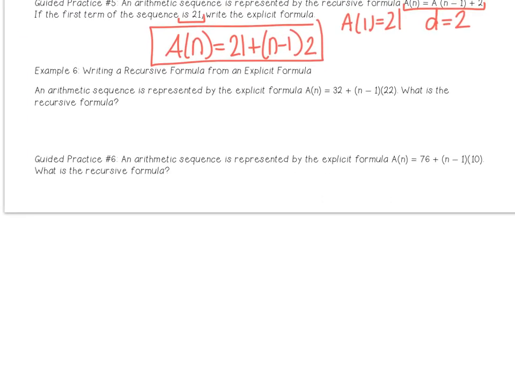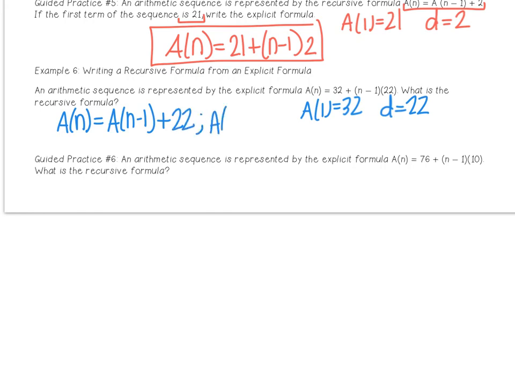Example 6. Going the other way. We're going to go to a recursive formula from an explicit formula. So from the explicit formula, you have to know that the first term is here. So a sub 1 is 32. And the common difference is here on the end. So it's 22. So to write a recursive formula, you're going to say a sub n is equal to a sub n minus 1 plus the common difference. And then you always state your first term, which is 32.